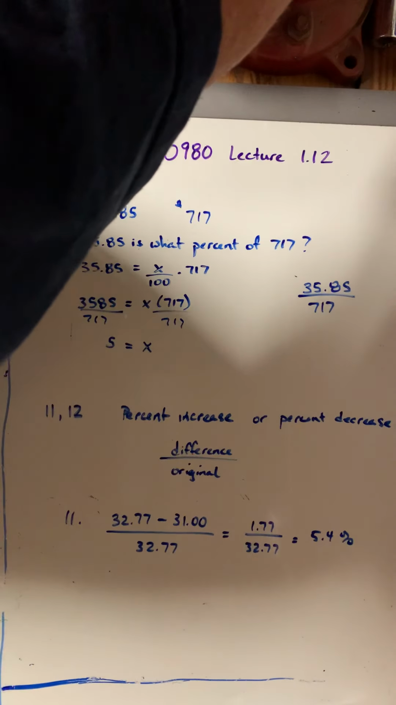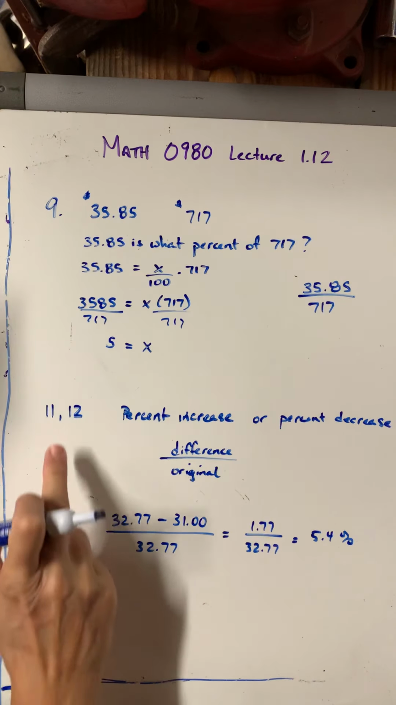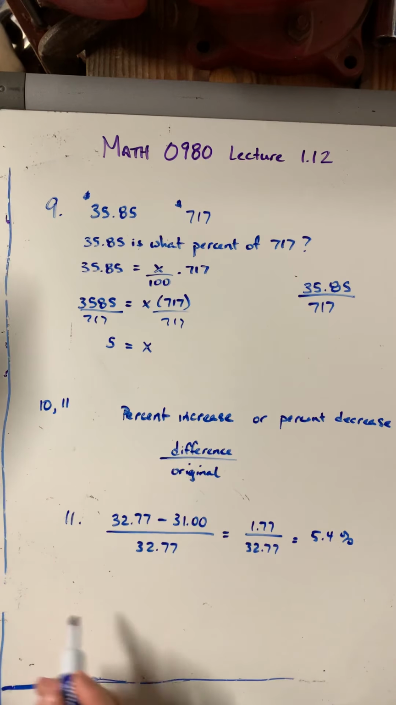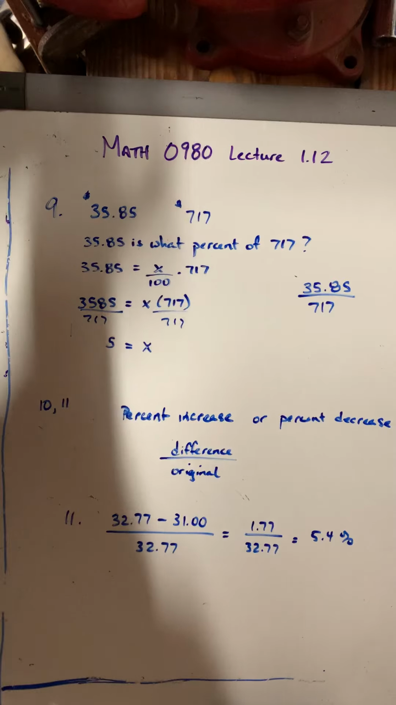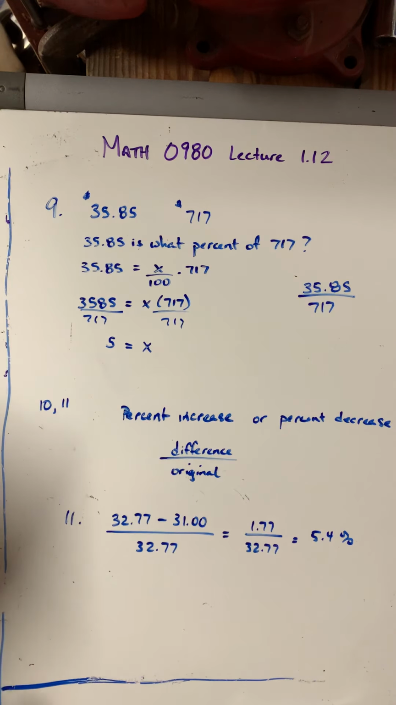Okay, and I believe I misspoke earlier. So 10 and 11, I'm sorry, 10 and 11 were the percent increase and decrease. 12 is more similar to the first part of the homework. So good luck with that, and feel free to contact me if you need some help or have any questions. Thanks.